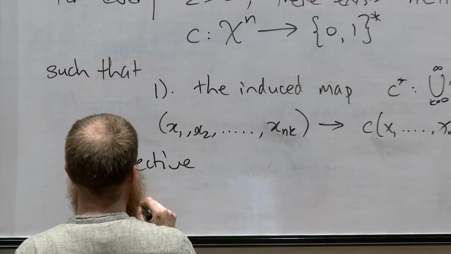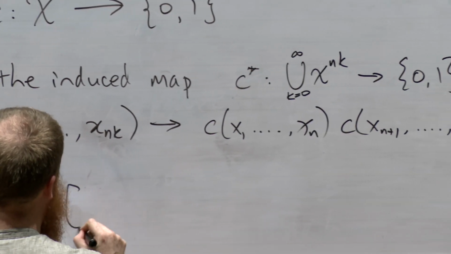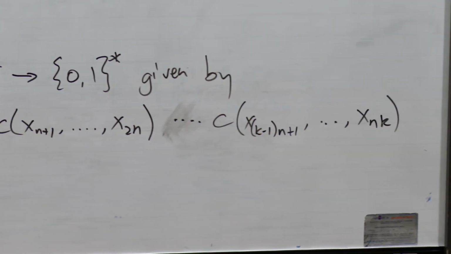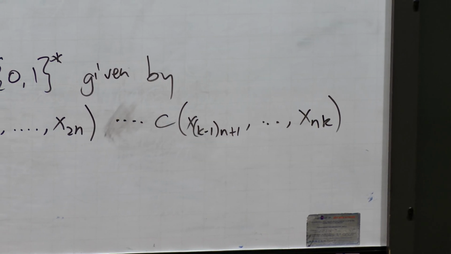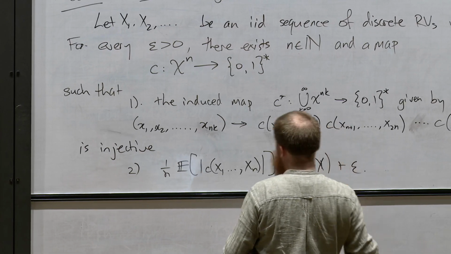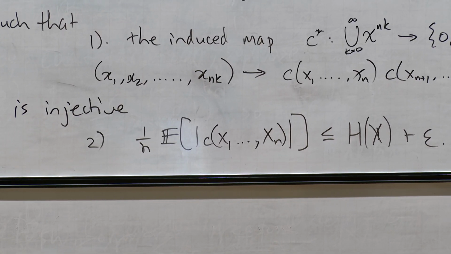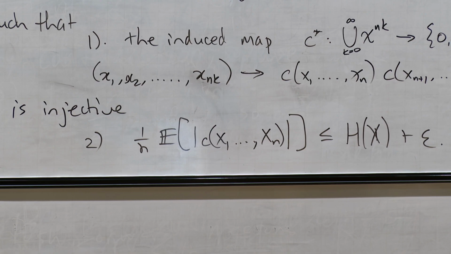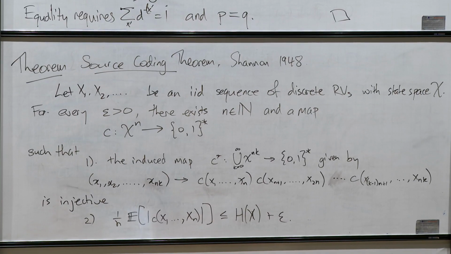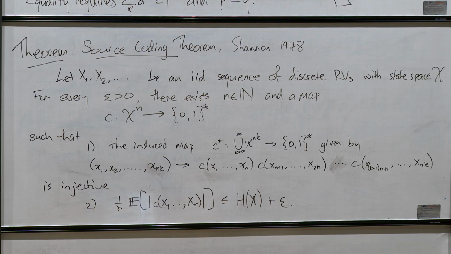That's the first statement. And the second statement is 1 over n times the expected length of C of x1 through to xn is less than or equal to H of X plus epsilon. Okay, so in some sense this shouldn't be surprising to us anymore, given what we've done with the Kraft-McMillan inequality, but Shannon proved this before we knew about Kraft-McMillan. So he proved this just using the asymptotic equipartition property to get this out. And so we're going to present his proof.